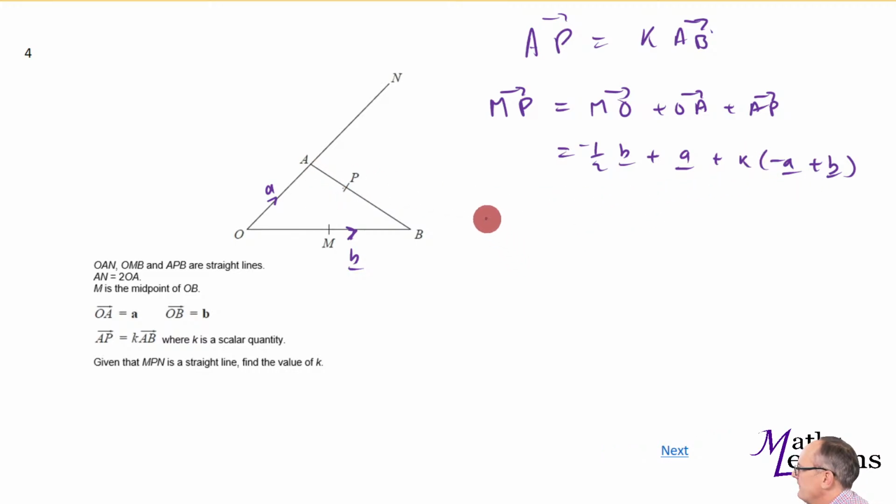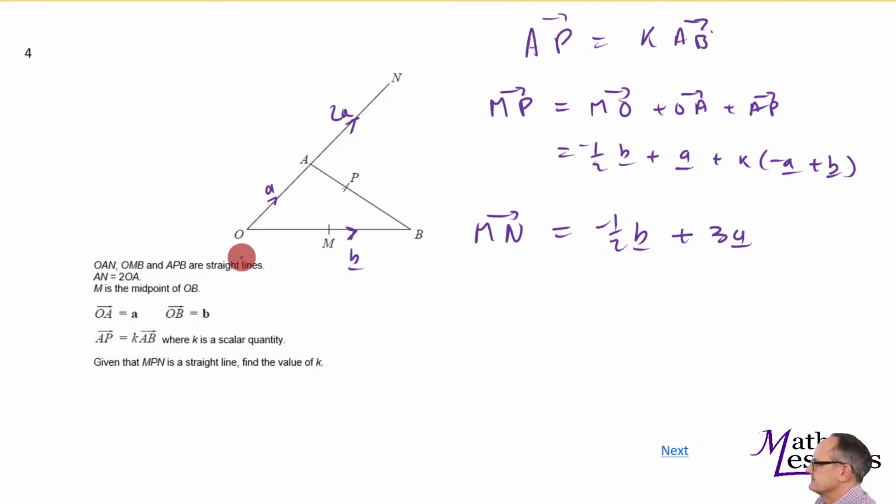Now let's find MN. So we're going to go from here to here, so it's going to be B minus a half B. Let's just write that down, minus half B, it's nice and simple. And now we know that AN, where was it? It was 2 lots of OA. So we're going to get plus 3A here, because 2 lots of A added onto 1 lot gives me 3 lots of A.